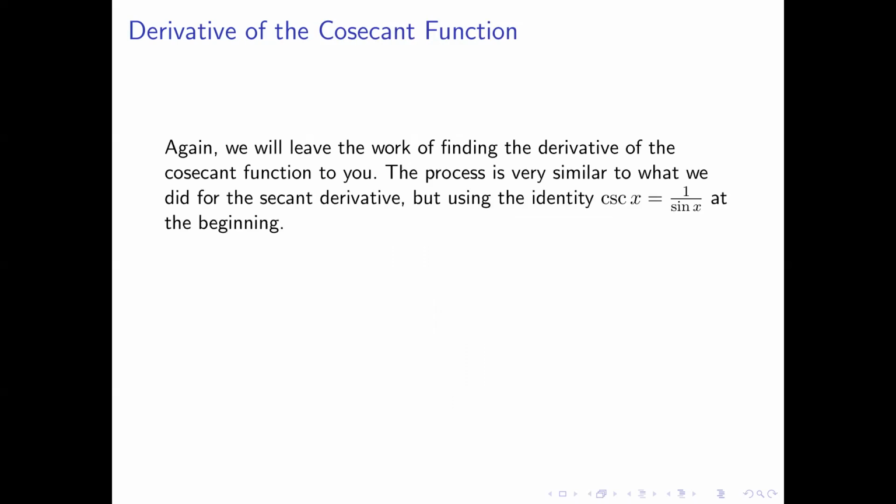And then there's the cosecant function. And again, we won't go through the steps. We'll leave those for you because it's very similar to what we just did for the secant function. The only difference is that we start by rewriting the cosecant of x as 1 over the sine of x. When you're done, after you've applied the quotient rule to 1 over the sine of x, you will obtain this result. The derivative of the cosecant of x is negative cosecant of x times cotangent of x.